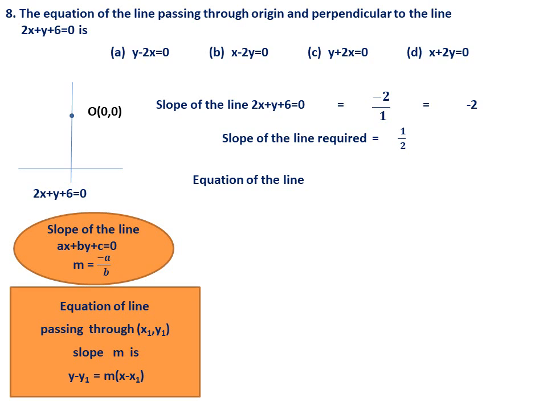Therefore the equation of the line passing through x1, y1 and slope m is given by y minus y1 equal to m into x minus x1. This is the slope point formula. I made it clear in the beginning, I have selected only those type of questions which will help you to revise the content. So now apply the formula: y minus 0 equal to 1 by 2 into x minus 0. Simplify: 2y equal to x, or x minus 2y equal to 0. Definitely B is the option. So this is the 8th question.